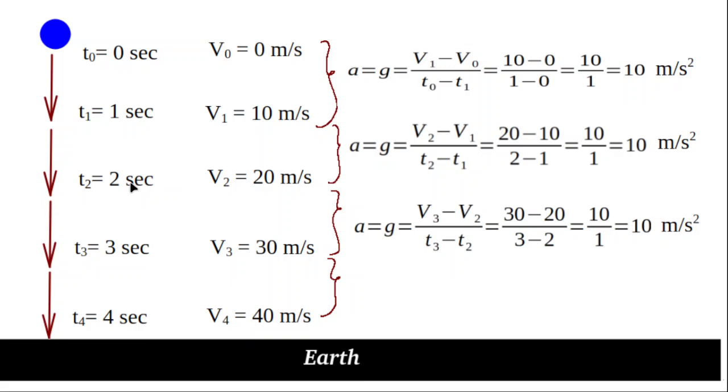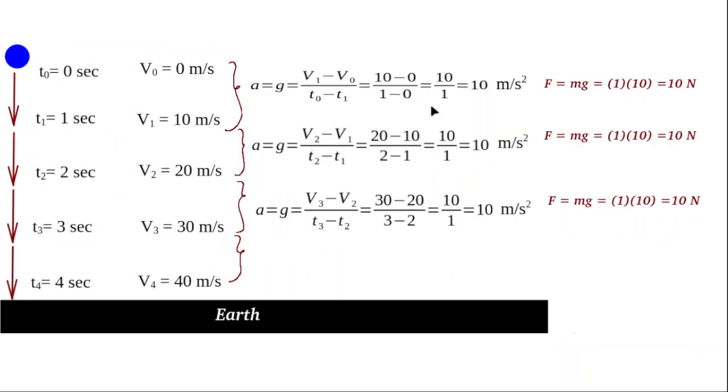Similarly, when time increases from 2 seconds to 3 seconds, the velocity increases from 20 meters per second to 30 meters per second. That is, velocity is increased by 10. So acceleration is equal to (v1 minus v0) divided by (t1 minus t0), which is 10 meters per second square. Here also the acceleration is 10 meters per second square. This special acceleration of an object above the earth is denoted by the letter g. g is called acceleration due to gravity.